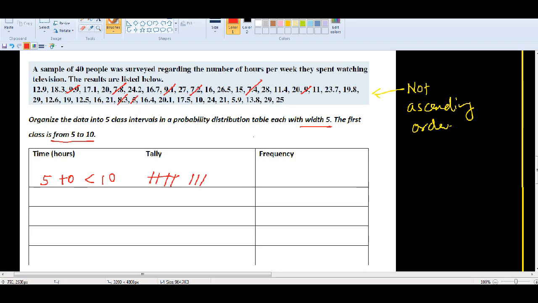Okay, still 8. Yeah, so that's pretty good. And how about 10? Okay, 10 should not be here, right? 10 should not be here because it's less than 10. Alright, 24, 21. Okay, this another one. That's it. So there should be 9 of them. Okay, so the frequency should be 9. Okay, alright, can you do the rest of them?